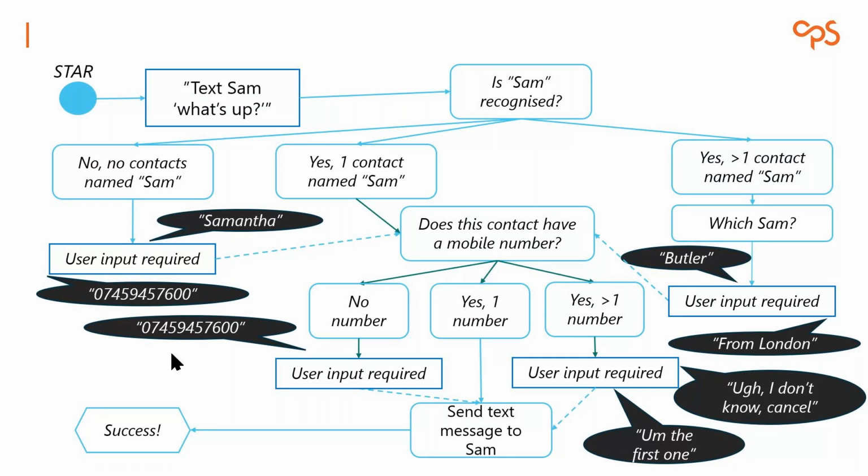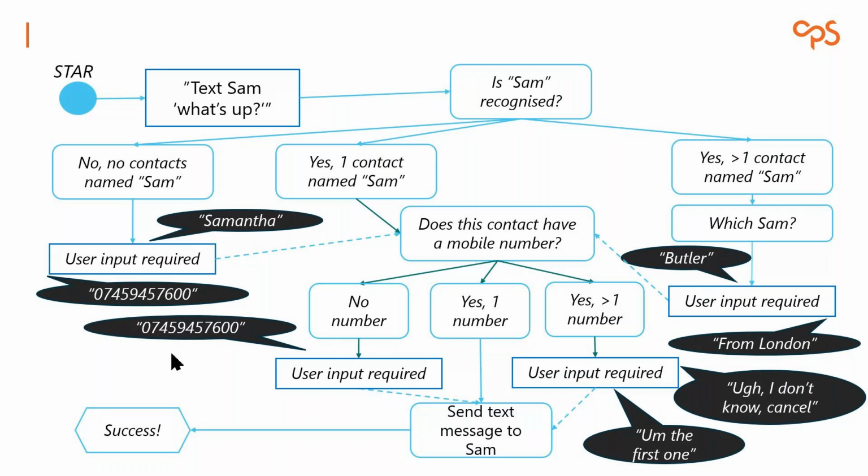What happens if Sam has multiple contact numbers? Which contact number is best to use? Is it a mobile number? What happens if they have multiple mobile numbers? And then also what happens if there is no phone number available? These are all scenarios that require thought when creating these chat experiences.